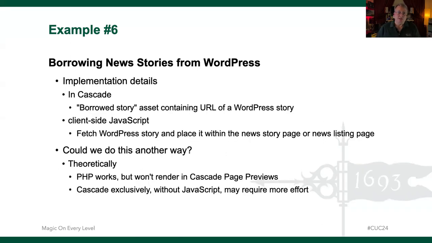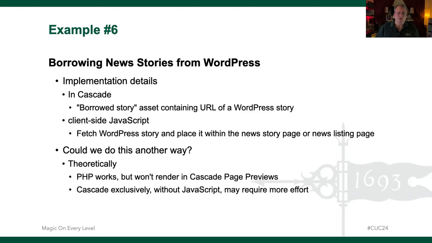As far as implementation details, well, on the Cascade side, a department's content editor builds a borrowed story asset in Cascade, which contains the URL of the WordPress story to be borrowed. Cascade creates the page, placing asynchronous JavaScript code in lieu of content. On the client side, JavaScript fetches the data and places it appropriately within the page template.